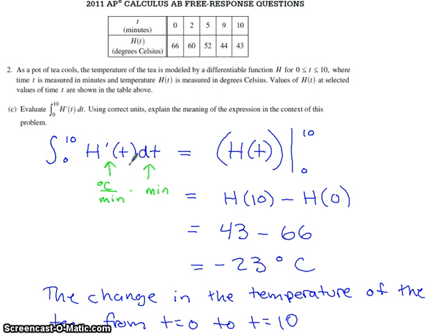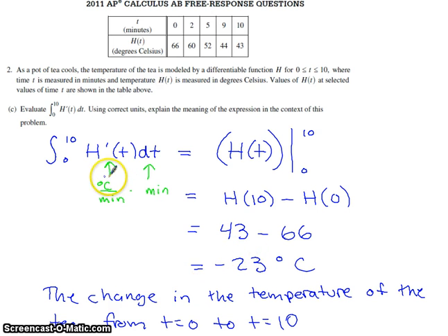Well, the antiderivative of a first derivative takes us back to the function. So the antiderivative of h prime is h of t. We would then need to evaluate h of t at these limits of integration and take a difference, so it's h of 10 minus h of 0, which, taking data from the table, h of 10 is 43, h of 0 is 66, so you get a value of -23 for that integral. Now what does it represent?